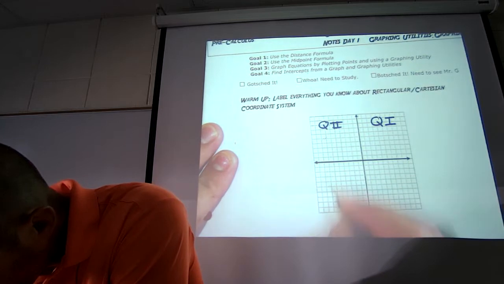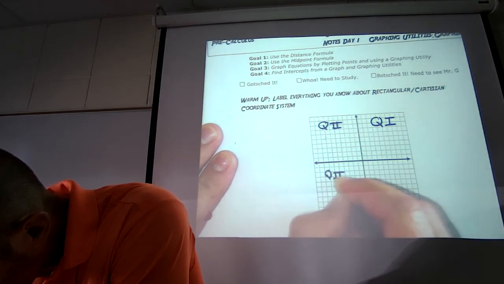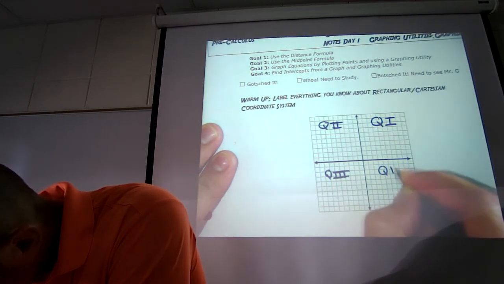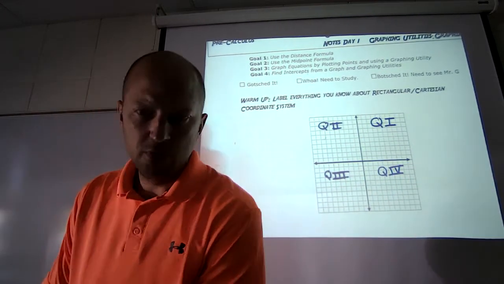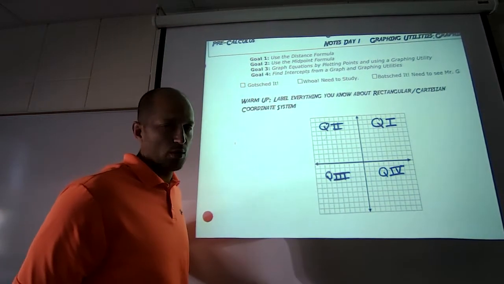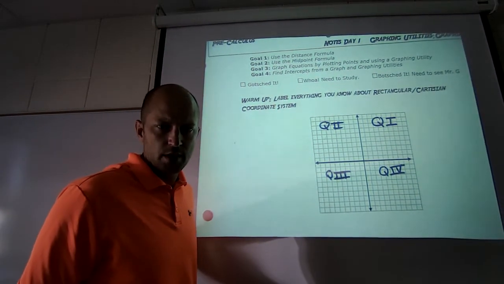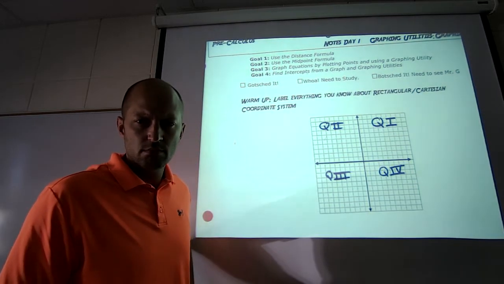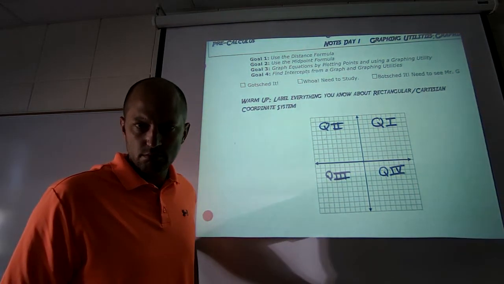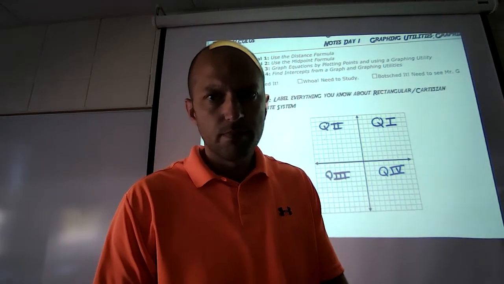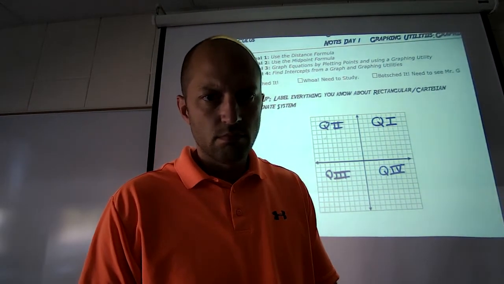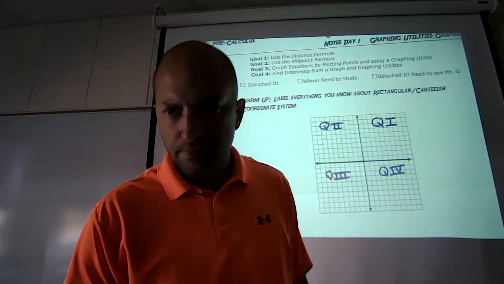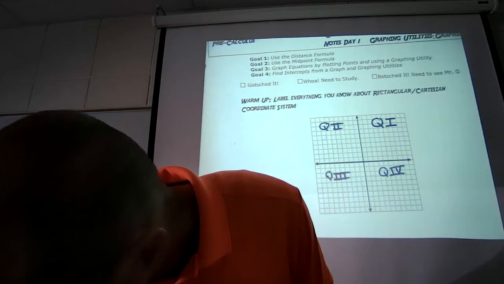And then you work your way around. This is Q3. And then we have Q4. Okay, so we have our 4 quadrants. Awesome. What else do you guys know about the rectangular coordinate system? The horizontal line is the x-axis. Who's talking here? Raman. Raman, what do you got, dude? The horizontal line is the x-axis.